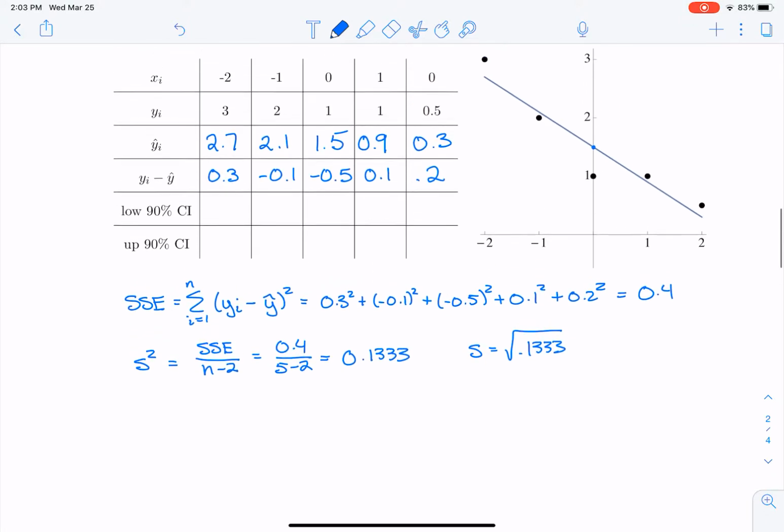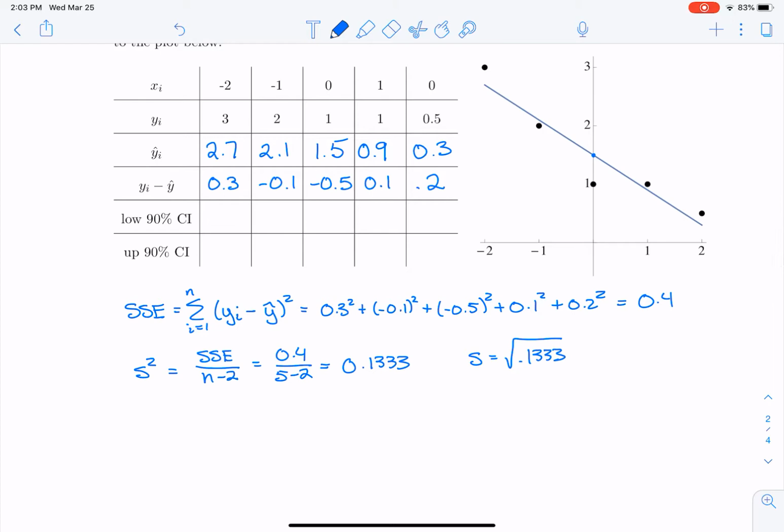Okay, now using this data, because we did this as a previous example, let's recall a couple things. First of all, x bar, the average of the x's, was 0. And we also computed s sub xx, that was 10. So that's some information that we need. We also need that since the degrees of freedom for this problem is 3, we're going to be doing t sub alpha over 2, or t sub 0.05, because we're doing a 90% confidence interval. And so we're going to need that t value.